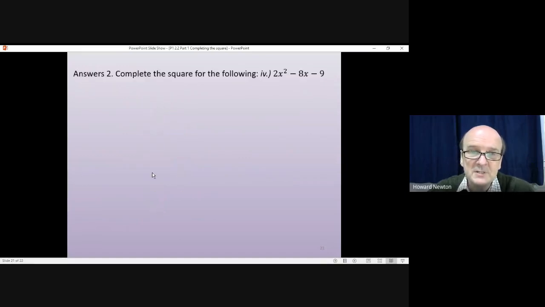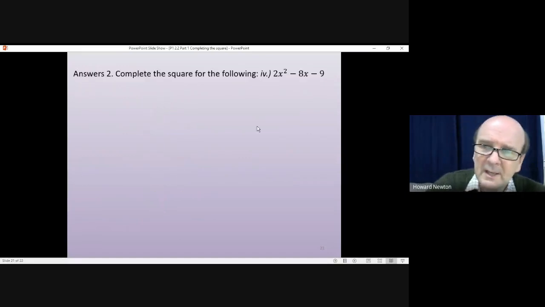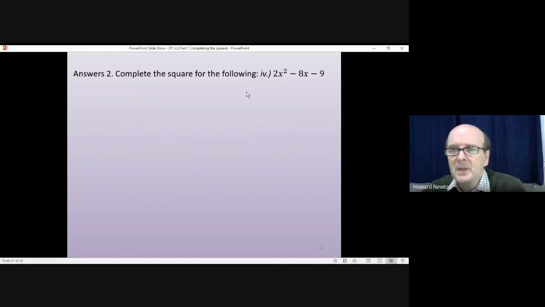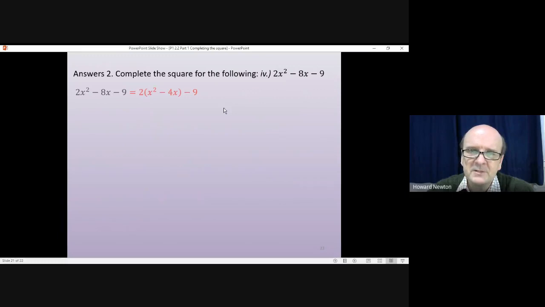Now the last question is definitely the most difficult one, and it's how you deal with the 2. We do factorize like we did on the easier questions, but when you factorize, it's just the first 2 terms that need to be factorized. Don't worry about the 9. So for the first 2 terms we take out 2, and that gives us 2 into x squared minus 4x. Then we complete the square on the x squared minus 4x in the normal way.